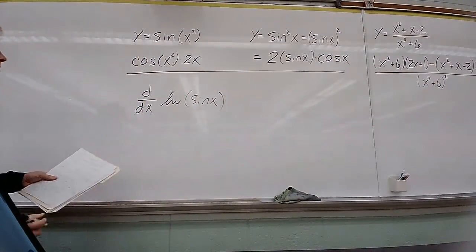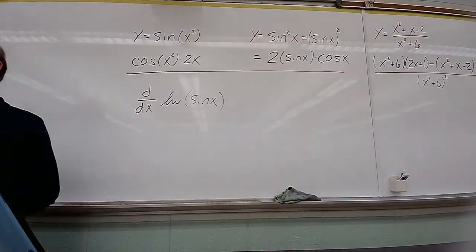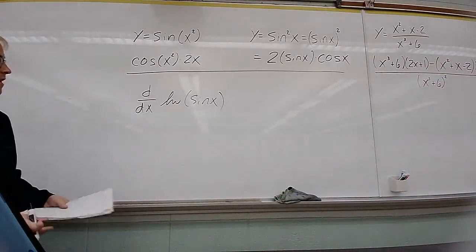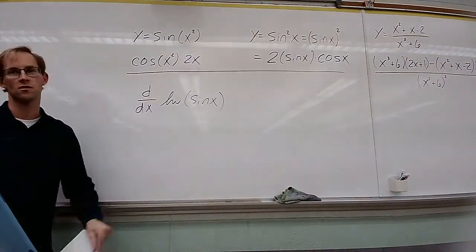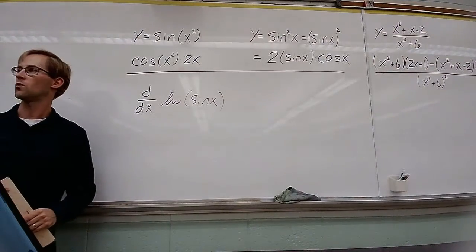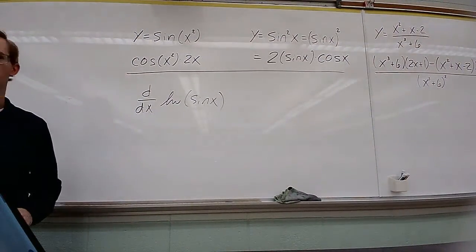Natural log of sine x. So, here is a combination of natural log and chain rule. Because you've got natural log, and you've got an inner function, which is chain rule. So we do the outer function first. Who can tell me what the derivative of a natural log of a function is? Yes, it is 1 over whatever.